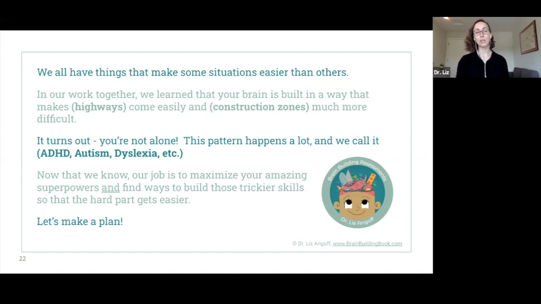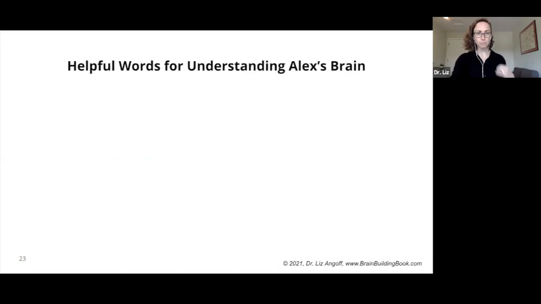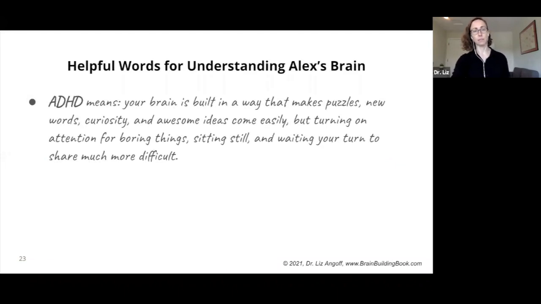Let's make a plan. So obviously in practice, this sentence frame gets massaged and changed a little bit, but this is my starting point. This is how I'm thinking about it. How do I take what we've already talked about as their strengths and their challenges and bring those together to help them understand their diagnosis? So this is what it's going to look like for Alex. We know he ended up with a diagnosis of ADHD. And for him, ADHD means his brain is built in a way that makes puzzles, new words, curiosity, and awesome ideas come easily. It's all his eager learning, right?